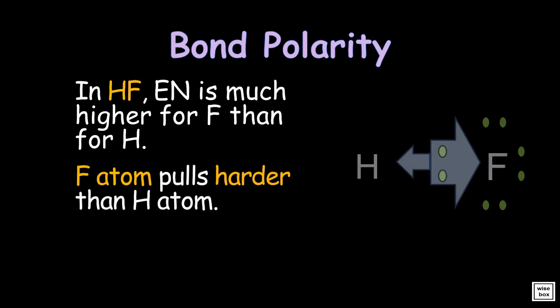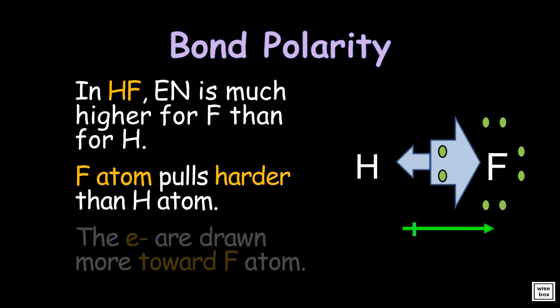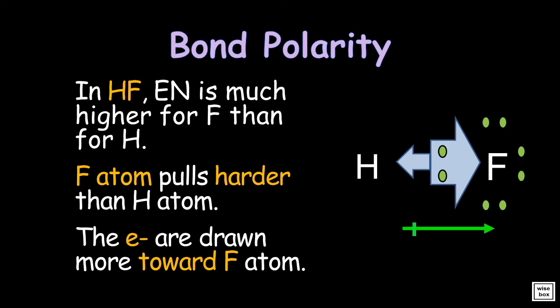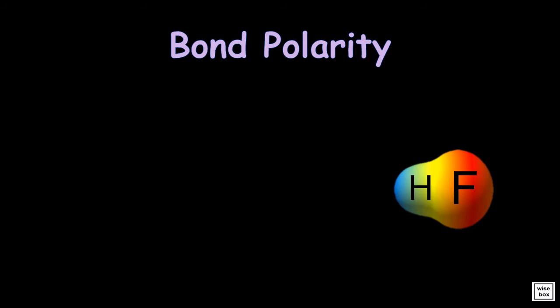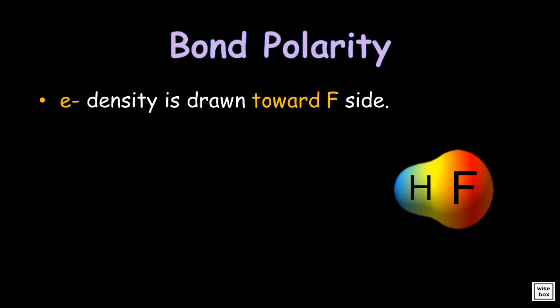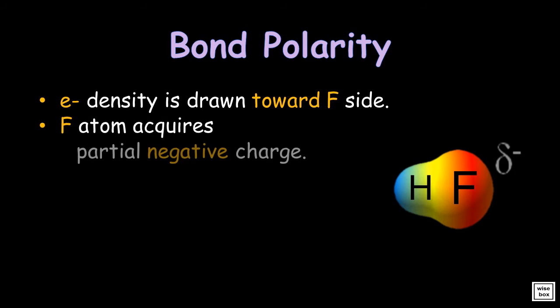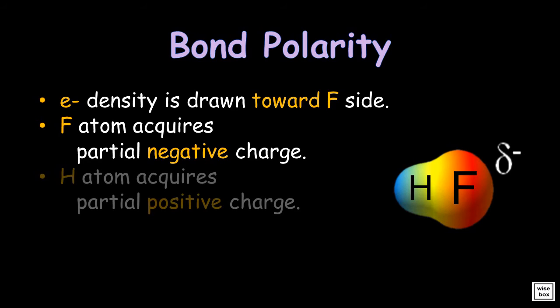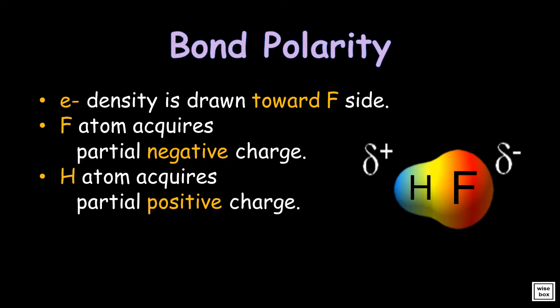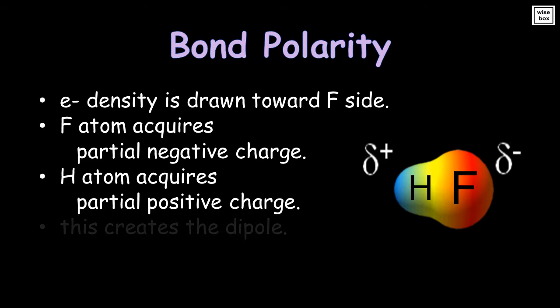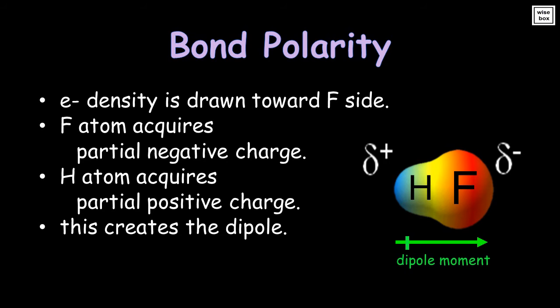The fluorine atom pulls harder than the hydrogen atom. The electrons are drawn more toward the fluorine atom. The electron density is drawn toward the fluorine side. So the fluorine atom acquires a partial negative charge, and the hydrogen atom acquires a partial positive charge. The partial positive and partial negative charges create the dipole, and the direction of the dipole moment is towards fluorine. Due to the dipole, the HF bond is polar.